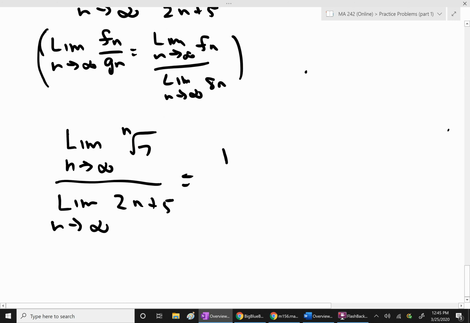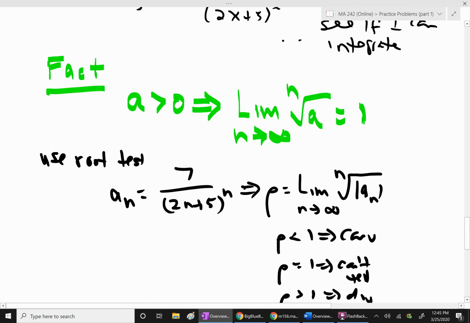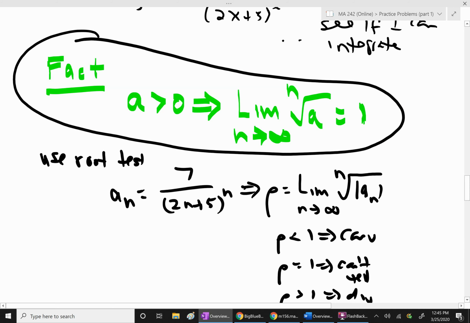Remember this limit here. This is a really important fact, and I don't know that they emphasize this a great deal in high school. If you take the nth root of any positive number as n goes to infinity, it converges to 1.